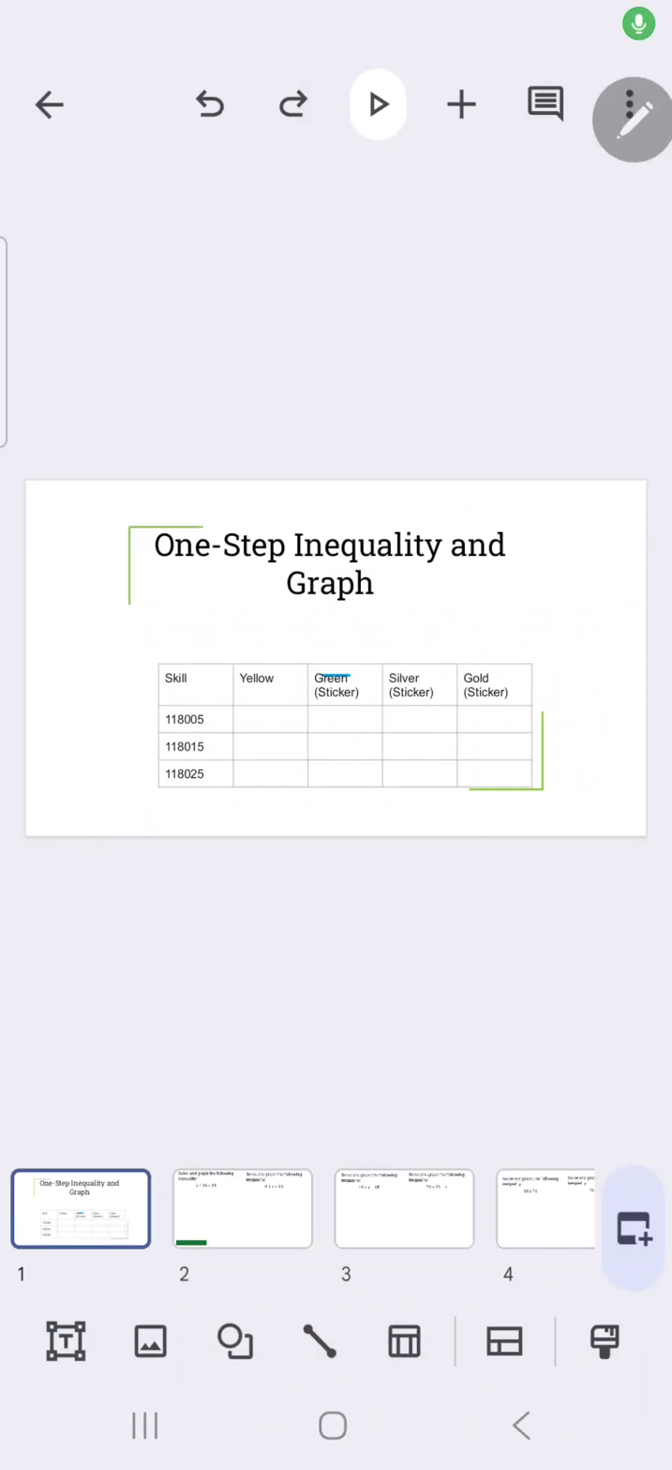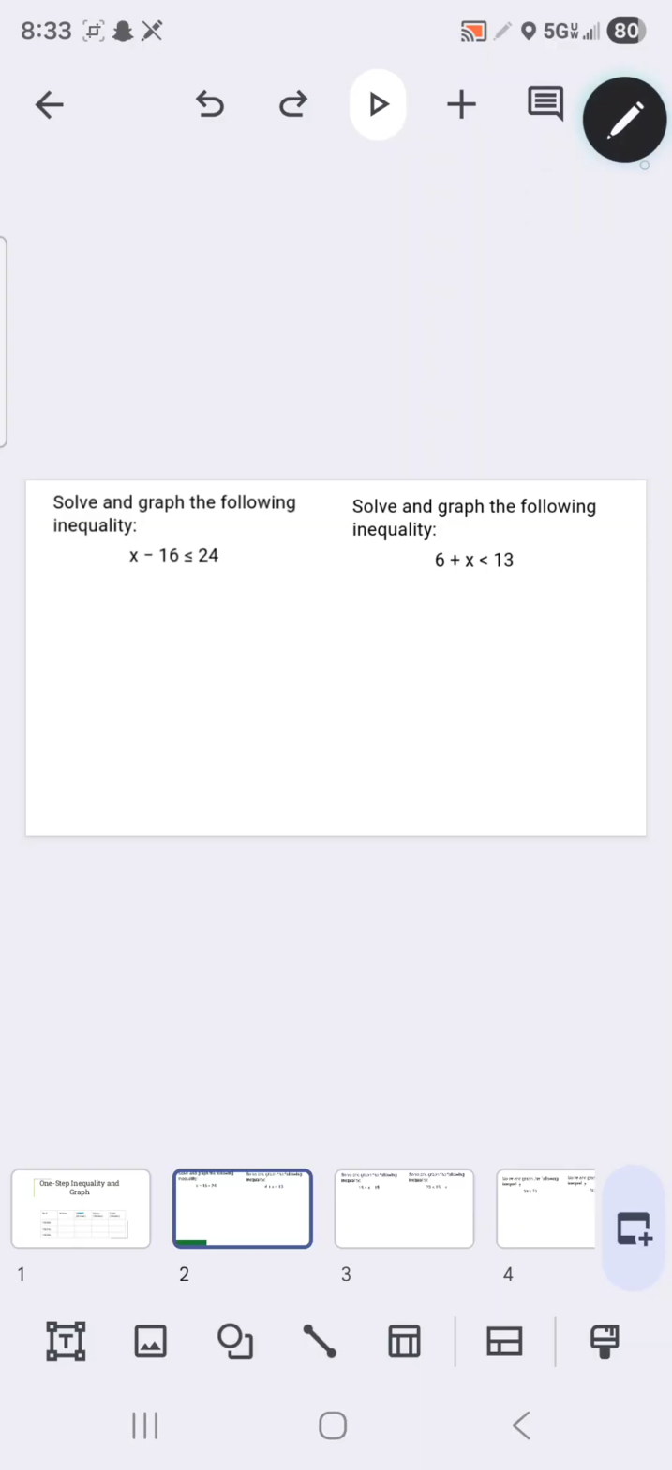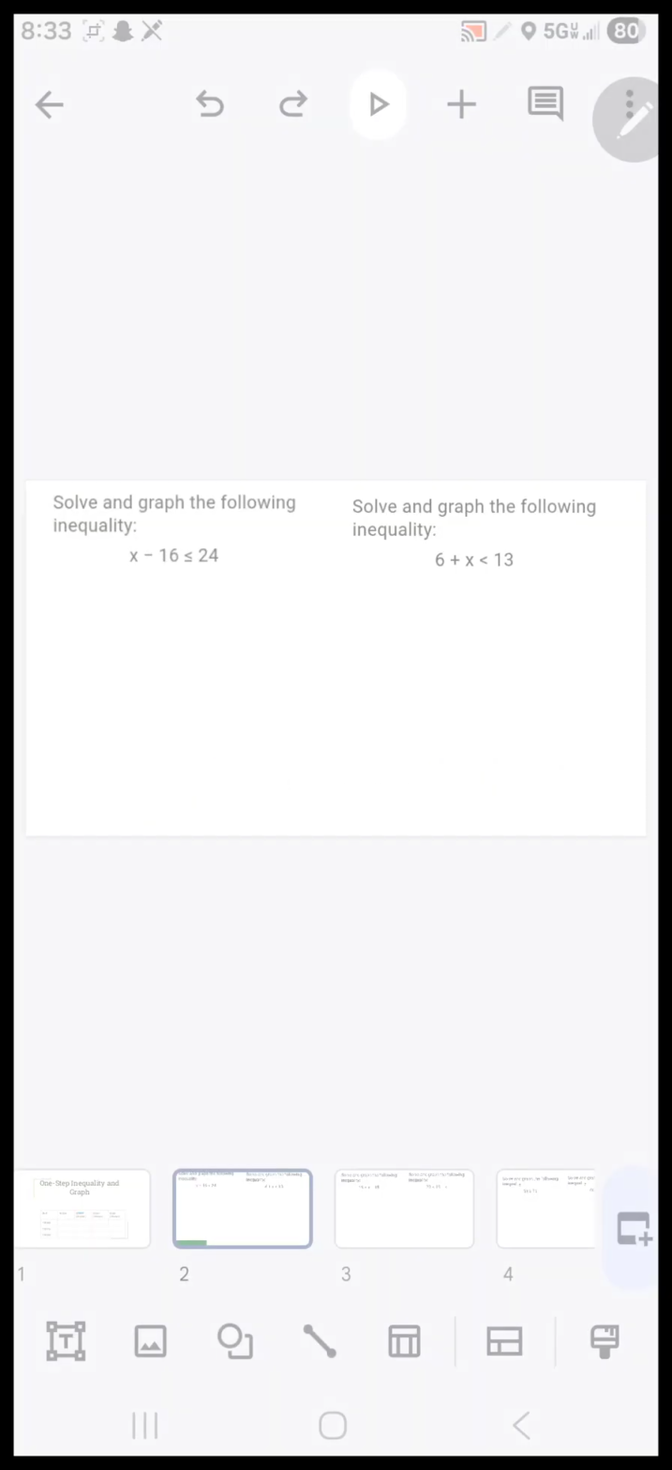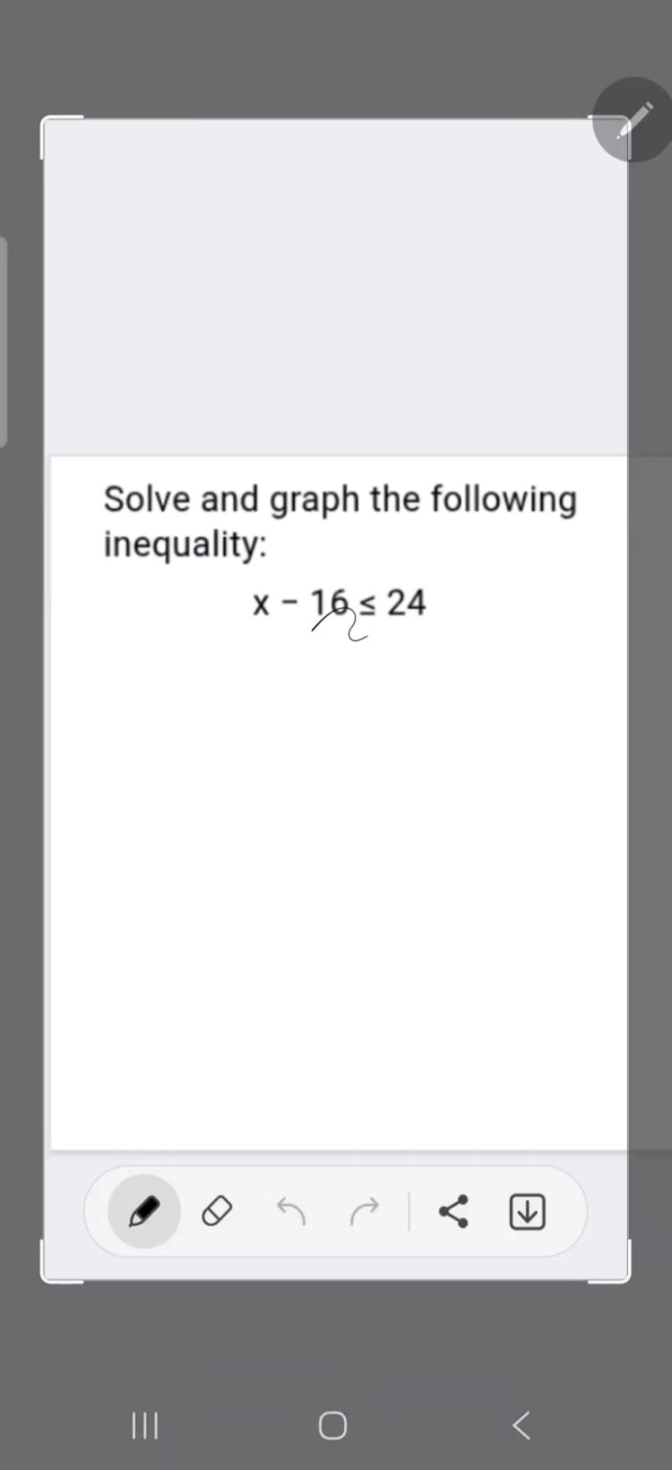We'll be learning how to solve a one-step inequality and graph on a number line. So let's take a look at our first two problems. We're going to treat these the same as we were when we were solving equations, where our end goal is to get x by itself. So whatever's next to x, we will get rid of. Since we have a negative 16 on this side, we're going to add 16 on both sides. That's going to give me x, bring down the symbol, less than or equal to 40.